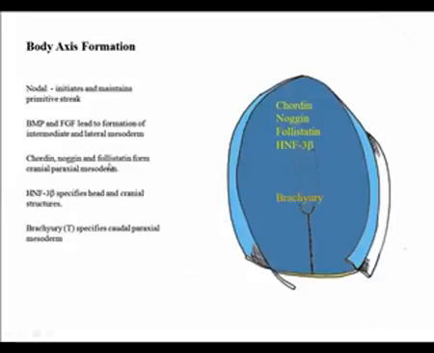Chordin, noggin, and follistatin are important in maintaining the cranial paraxial mesoderm. In addition, things like HNF3 beta are also important for specifying that this is the head region, whereas brachyury, as we said, is important for mesoderm formation, in particular the paraxial mesoderm in the region of the spinal cord and structures caudal to that.